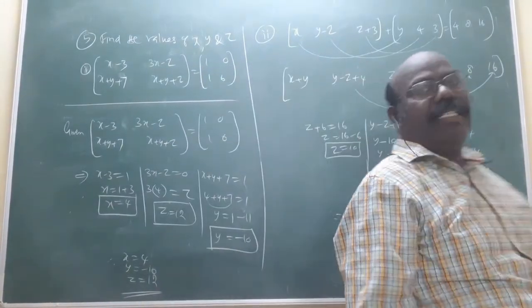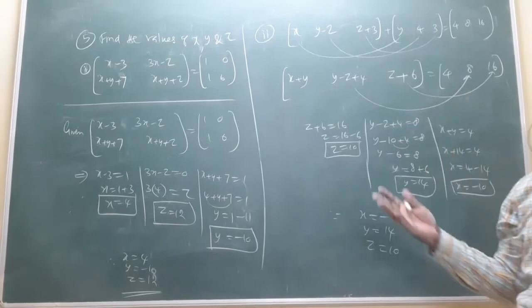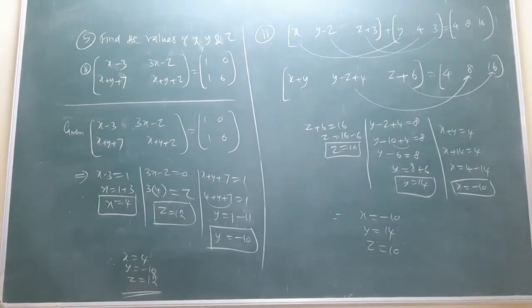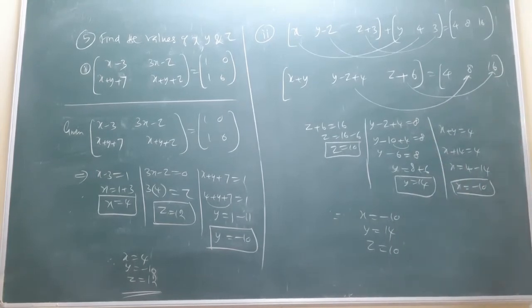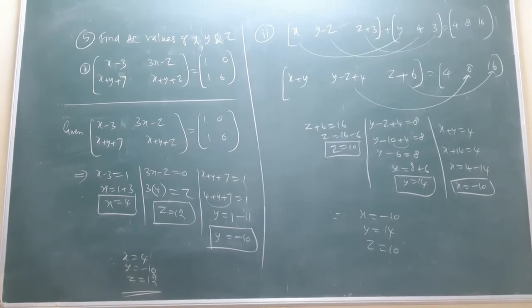Only simplification. Suppose you equate first with first, you will not get the answer immediately. But with the last one, we immediately get the answer z. Next, we get the answer y. Then subsequently we get the answer x. That's why equating is not easy that way. That's why I am equating the third element with the third element, next the second element with the second element, third the first element with the first element. We get the answer easily. Accordingly, you equate the corresponding elements. We get the answer: x equal to minus 10, y equal to 14, z equal to 10. That's all.